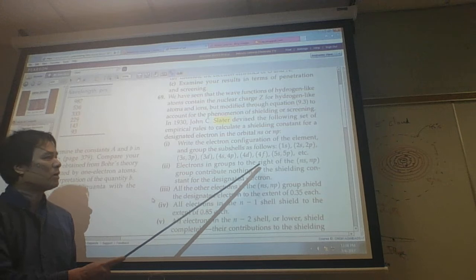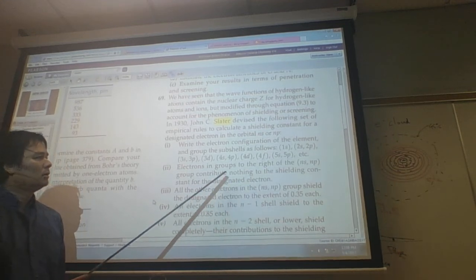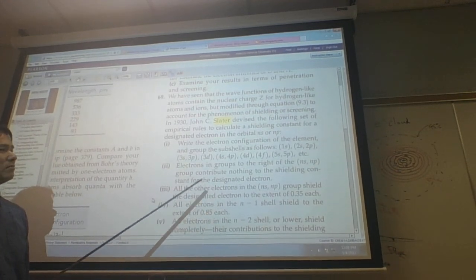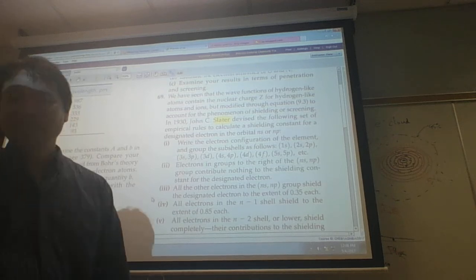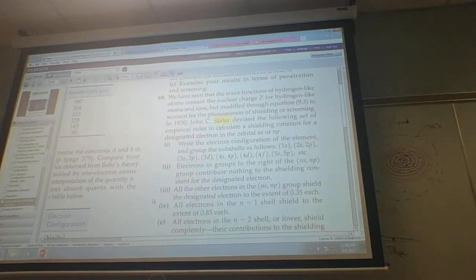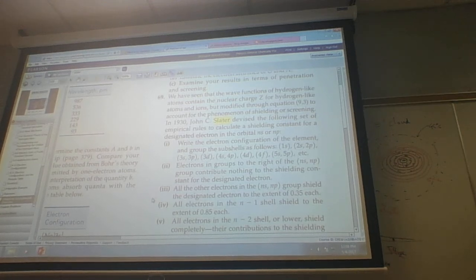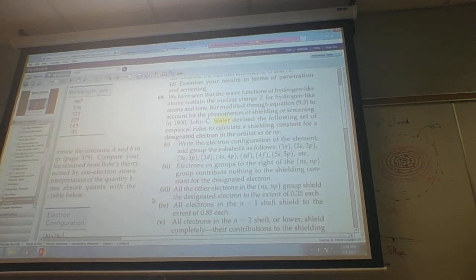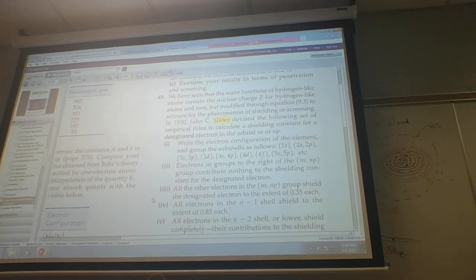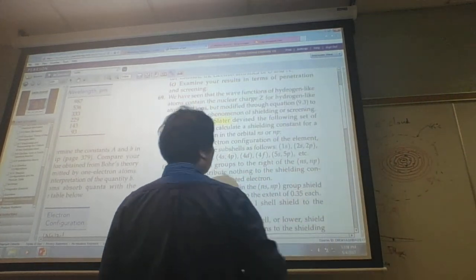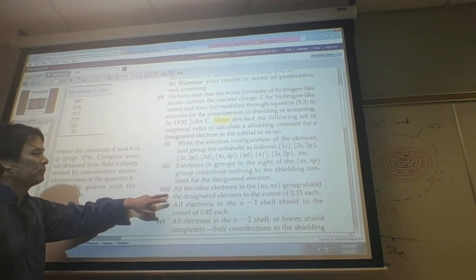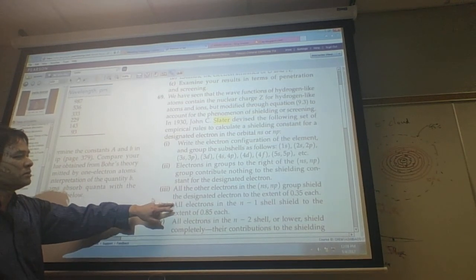Electrons in groups to the right contribute nothing. So if I have an electron out here, is that going to shield anything for this electron? No, it doesn't shield. So that's what Slater means by this. Electrons to the right don't shield anything. All the other electrons shield.